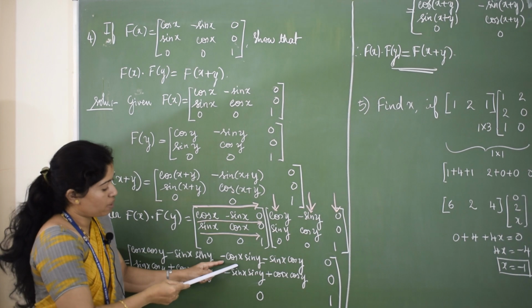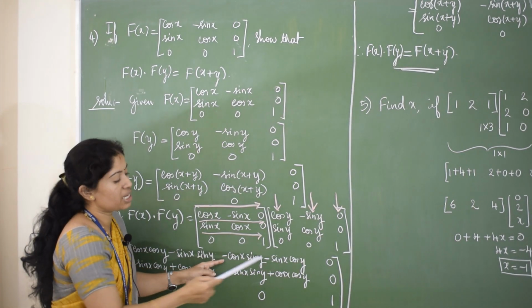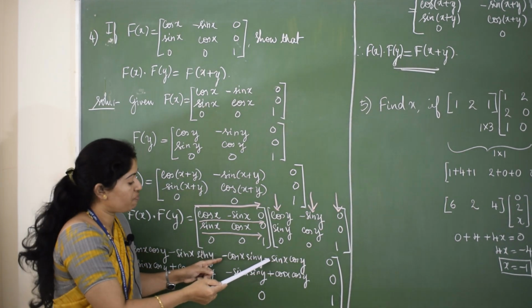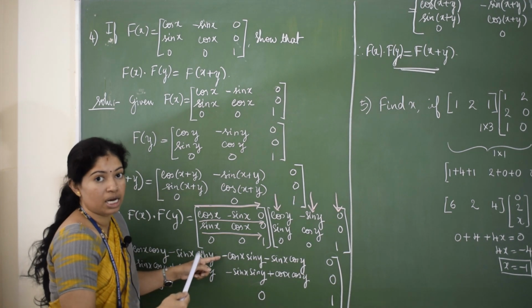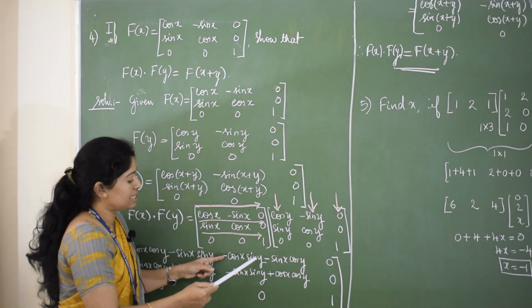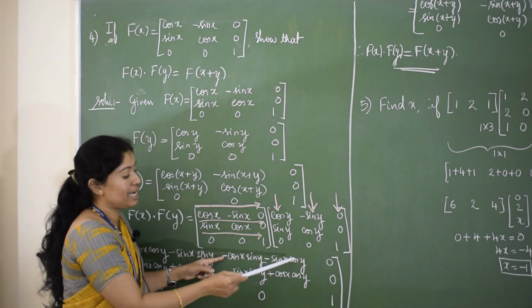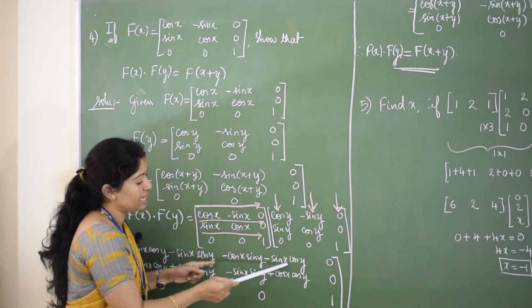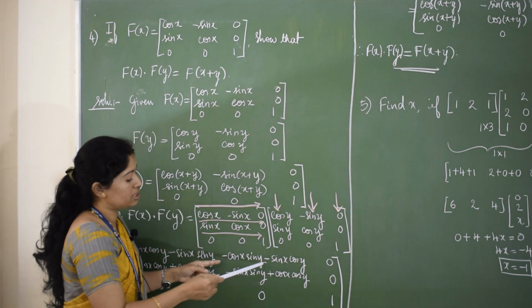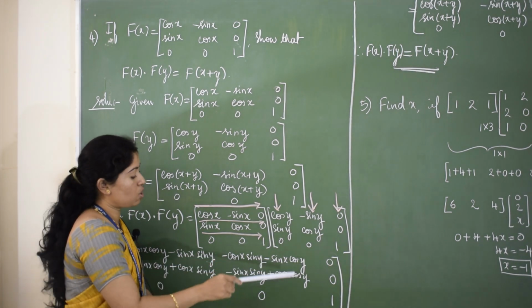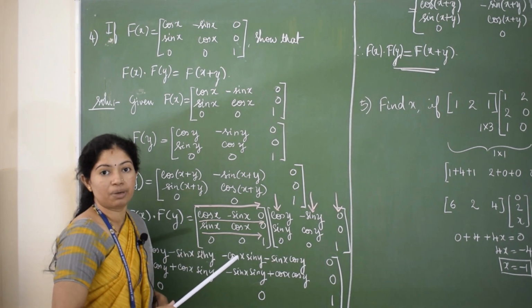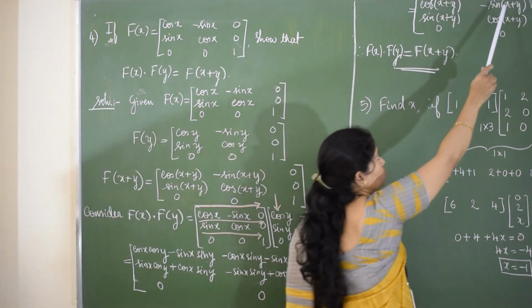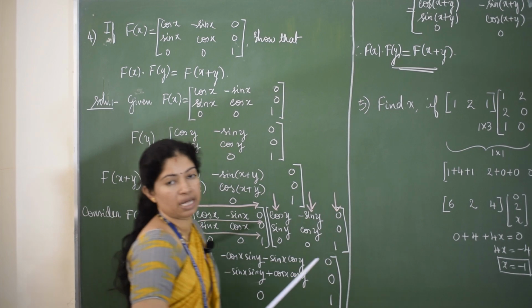Next, coming to this one, here both the terms are having a minus sign. So if I take the minus sign out, it will become cos x sin y plus sin x cos y. If we replace these entries, what will it become? Sin x cos y plus cos x sin y. So sin x cos y plus cos x sin y is nothing but sin of x plus y. That is the formula of sin of x plus y.